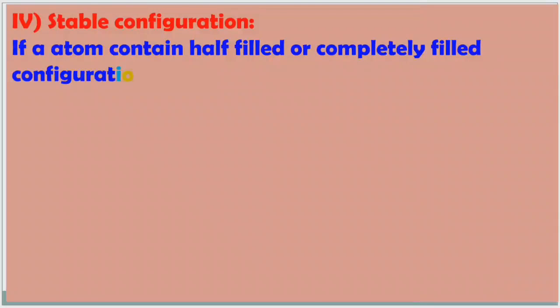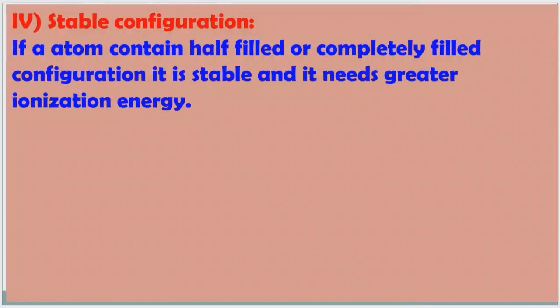We will discuss the fourth factor, that is stable electronic configuration. If an atom contains a half-filled or completely filled configuration, it is stable. When it is stable, it needs greater ionization energy. A stable atom needs greater ionization energy to remove an electron from the outermost shell.